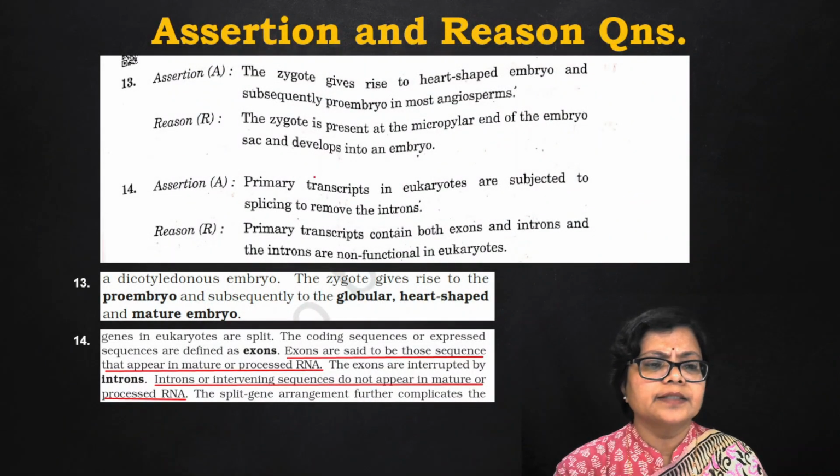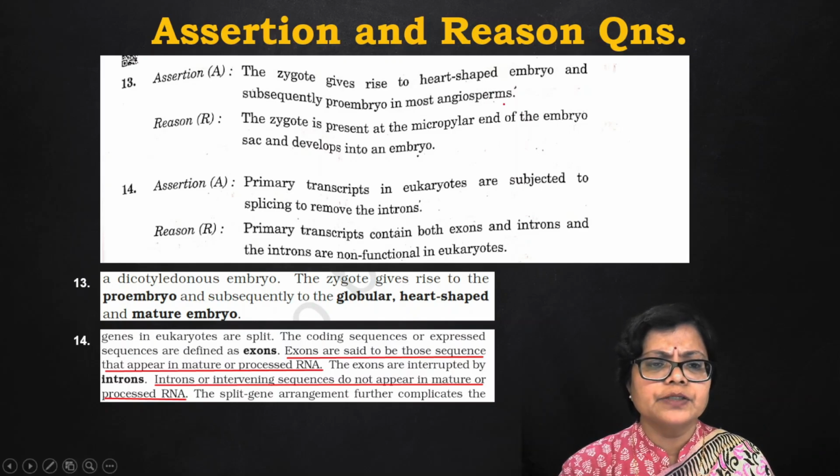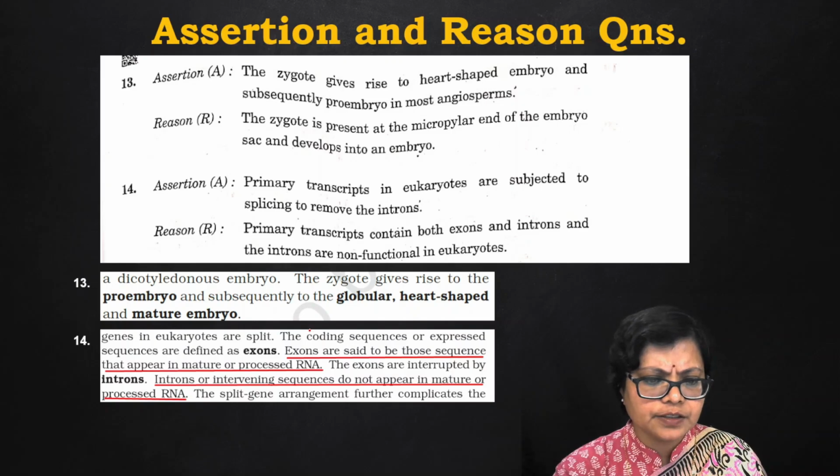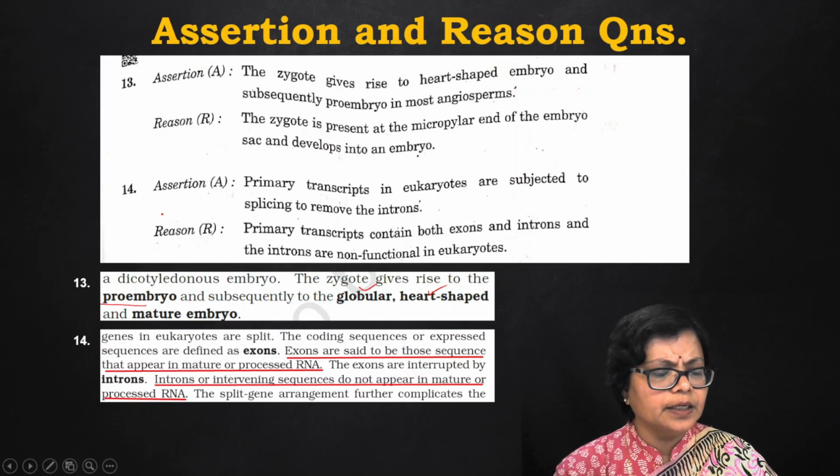Next, assertion reasoning. The zygote gives rise to heart-shaped embryo and subsequently pro-embryo in most angiosperms. It is wrong because first pro-embryo and then the globular and then the heart-shaped. So assertion is false. So assertion is false only for section D.